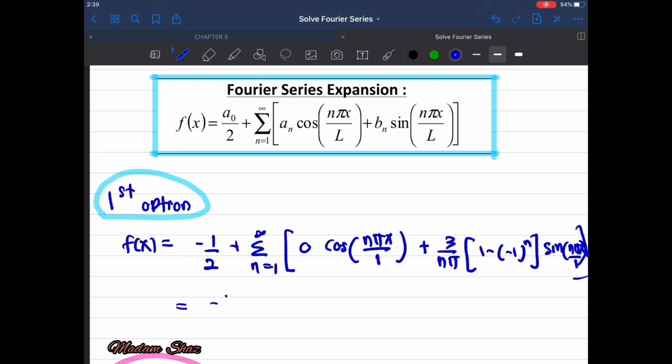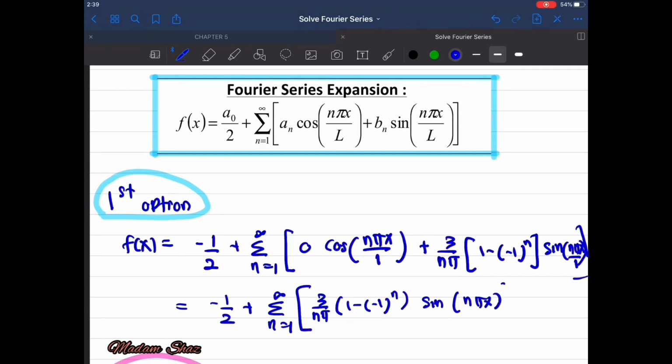Now you have to simplify negative 1 over 2 plus summation n equal to 1 until infinity. 0 multiplied with anything will become 0. So we only have to write 3 over n pi, 1 minus (-1)^n, sin n pi x. Make it in a big bracket. So this is the final answer for the Fourier series expansion, whereby we use the answer for the first option.